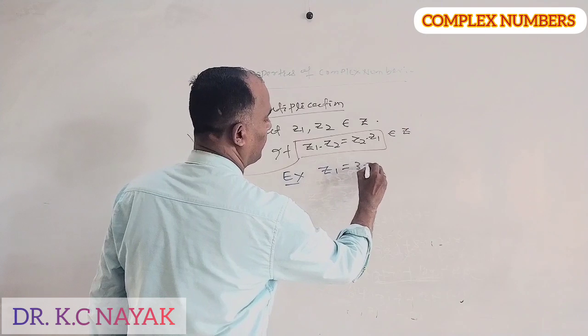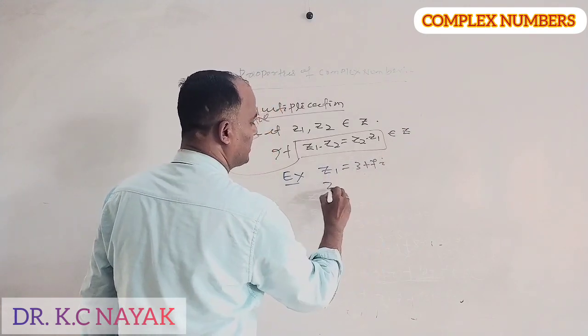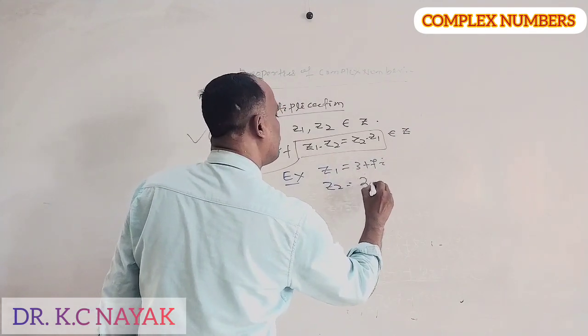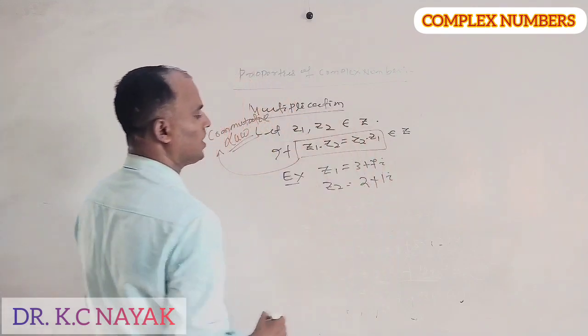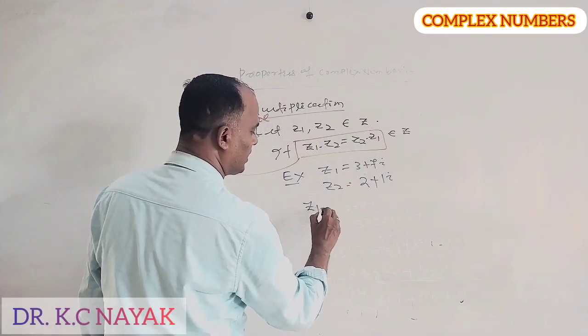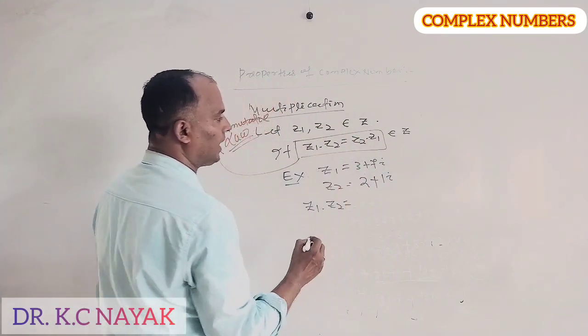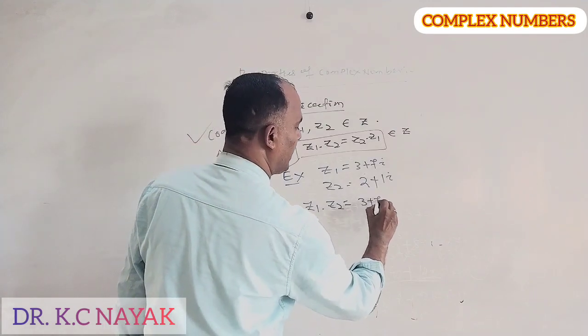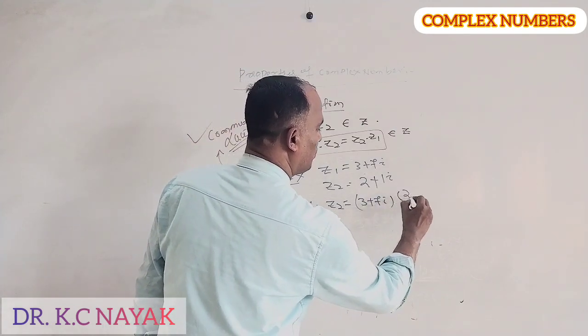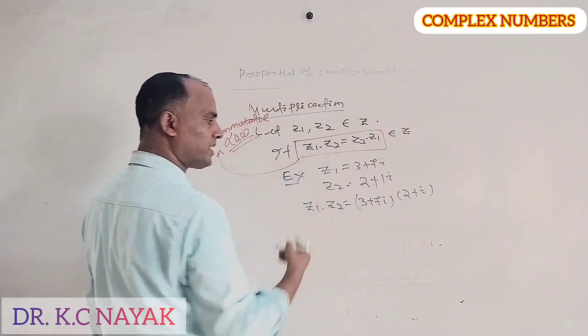Z1 is equal to 3 plus 7i. Z2 is equal to 2 plus i. So what is the product of Z1 into Z2? Z1 into Z2 is equal to (3 plus 7i) into (2 plus i).